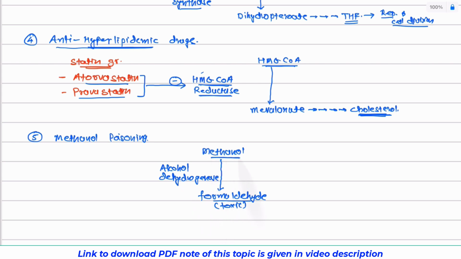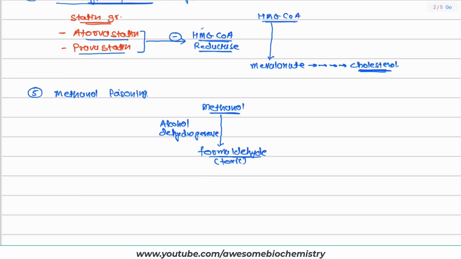Remember, this methanol is less toxic. So somehow if we inhibit this enzyme, then this more toxic formaldehyde can be prevented. And for that we can make use of competitive inhibition. So we have a structural analog of methanol, and that is ethanol. Ethanol is a structural analog of methanol. So ethanol competitively inhibits this alcohol dehydrogenase, and so this formaldehyde formation can be prevented, and this is how ethanol can help in methanol poisoning.